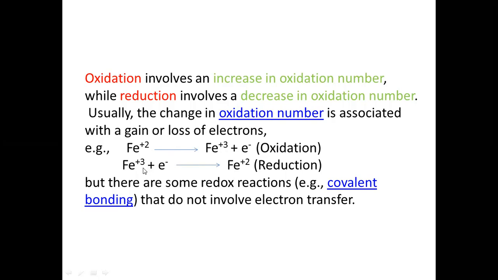Next example, Fe+3 converting into Fe+2. Here, the oxidation state of iron is decreasing from +3 to +2. From reactant to product, you can see there is a gain of electrons by Fe+3 to convert into Fe+2. So, this can be called a reduction reaction, because this reaction is associated with the decrease in oxidation number from +3 to +2, which is happening through the gain of electrons.